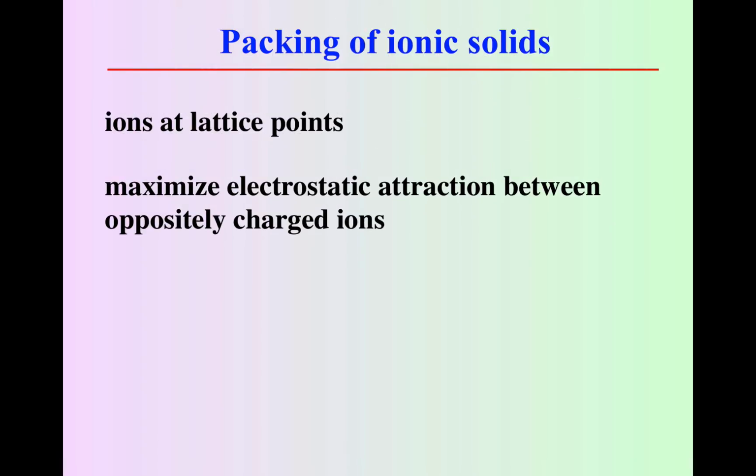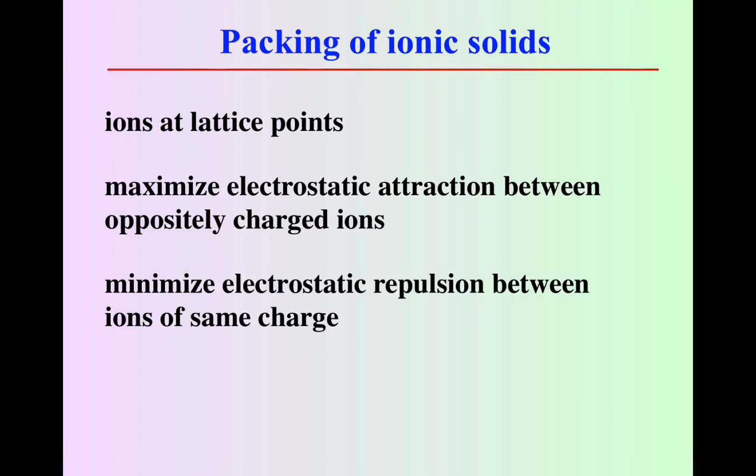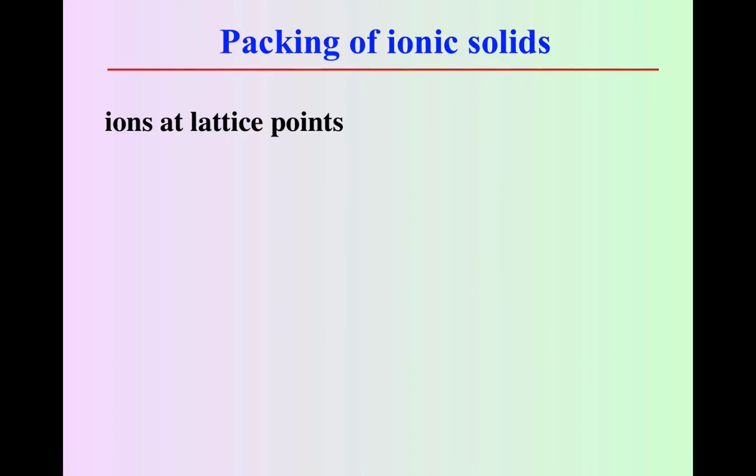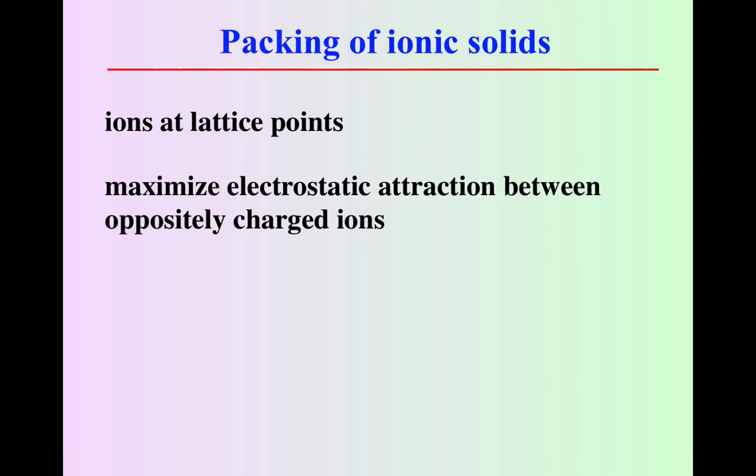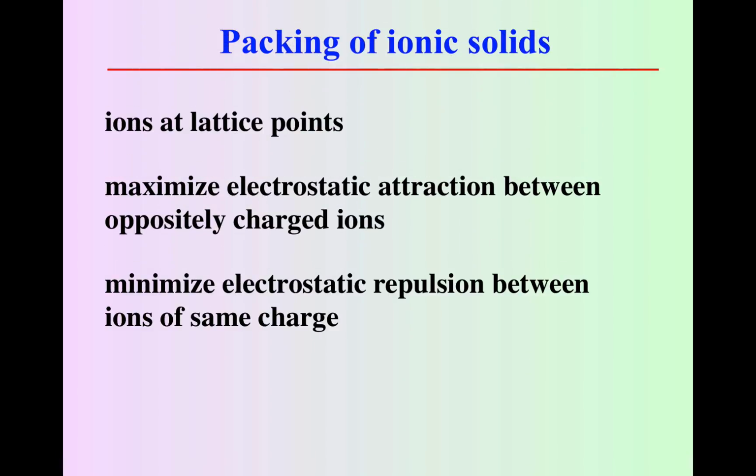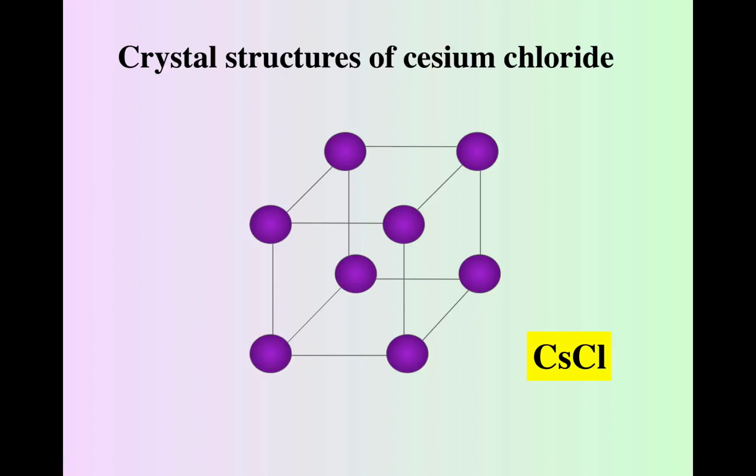So we're maximizing electrostatic attraction, minimizing repulsion. So if we have cesium chloride, we end up with a face-centered repeating pattern where you've got the big chloride ion in the middle surrounded by small cesium ions. So again, all the different cell shapes are represented with ionic crystals.